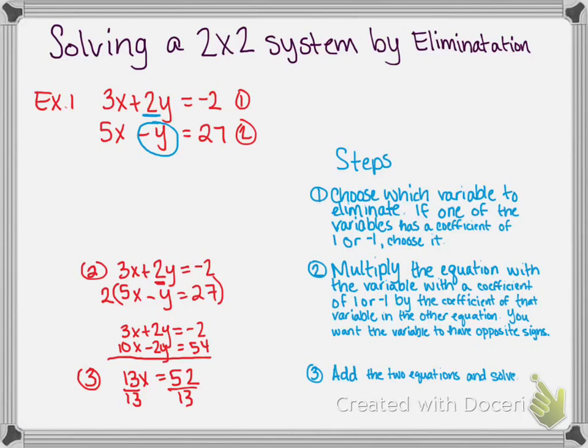Now I'm going to solve by dividing both sides by 13. x equals 4. So we're halfway there. We're halfway done with solving our system. We have our x value. Now we need to find our y value.